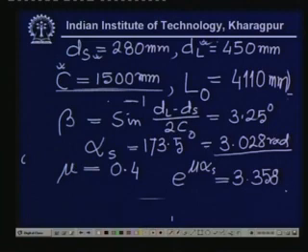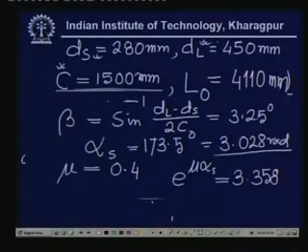Now you know that we have got that equation for the design power. In this case, the design power is expressed in this manner. Can I just erase this page?